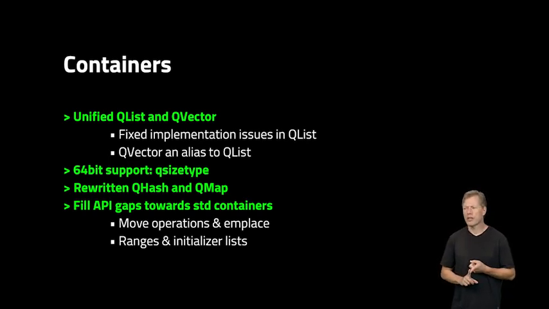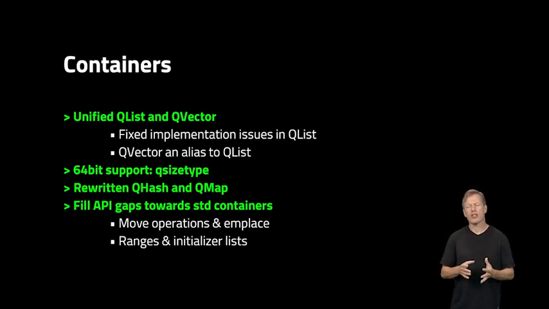A big change that we've made is that we've brought QList and QVector together. They're now one class in Qt 6. We've fixed some of the implementation issues that we had in QList in Qt 5, fixed some performance issues there, and made QVector an alias to QList. They're the same type, as said. We've improved our 64-bit support by making sure that all our containers can handle more than 32-bit, or 4 billion, items.